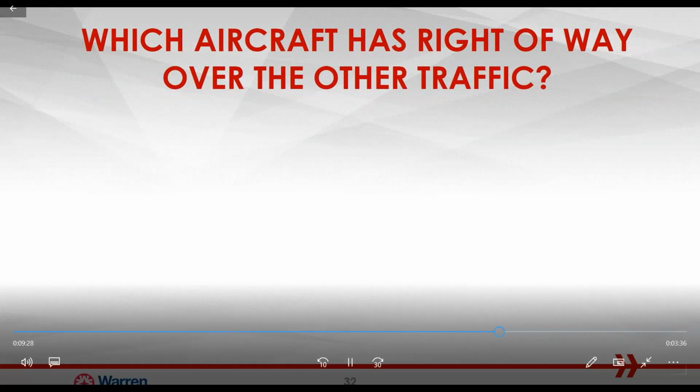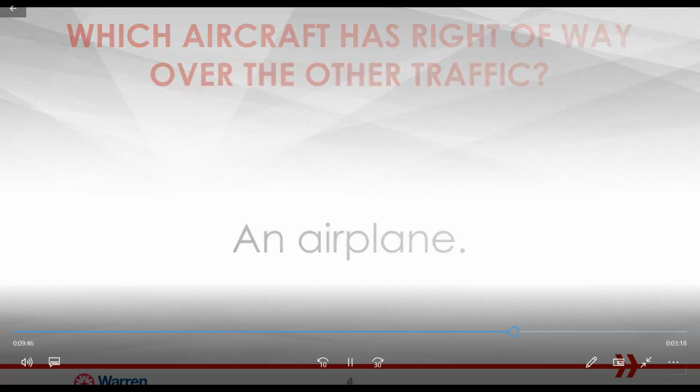Which aircraft has the right of way over other traffic? An airplane. Okay, remember, if it is between your drone and a manned aircraft, there are people on that plane. They have the right of way. You are responsible to get out of their way and not place them in danger.